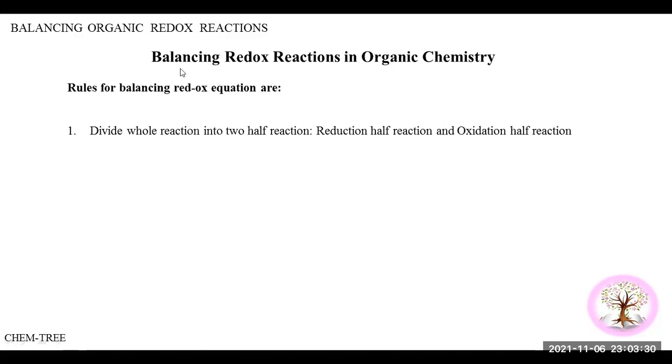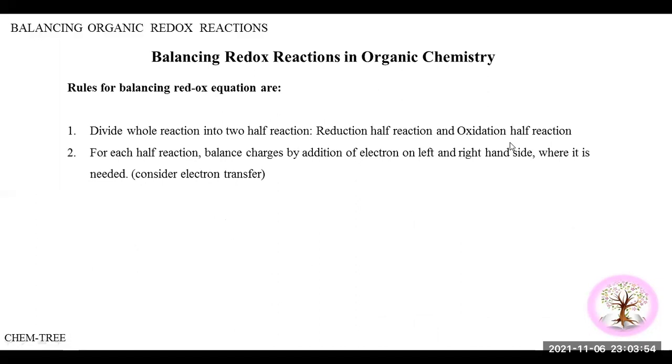There are certain rules for balancing redox reactions. On the basis of their oxidation state, we can also write how the electrons have been transferred. So this is very important. Number one, if you have to balance an equation, you have to divide it into two half reactions, reduction half reaction and oxidation half reaction. And for each half reaction, you have to balance different atoms on both sides as well as electrons.